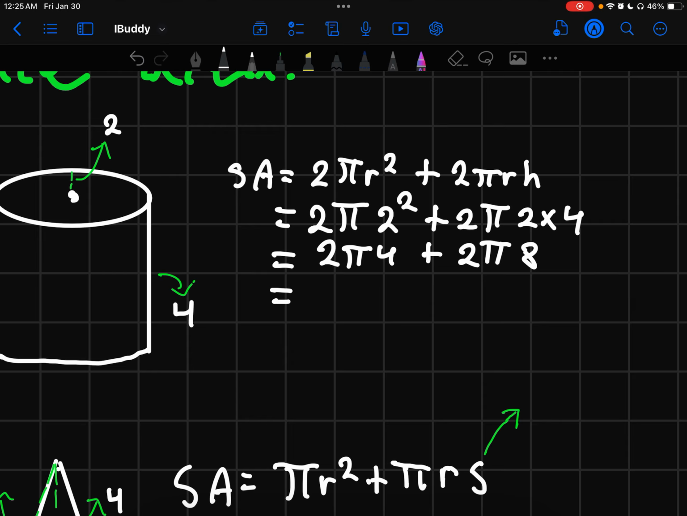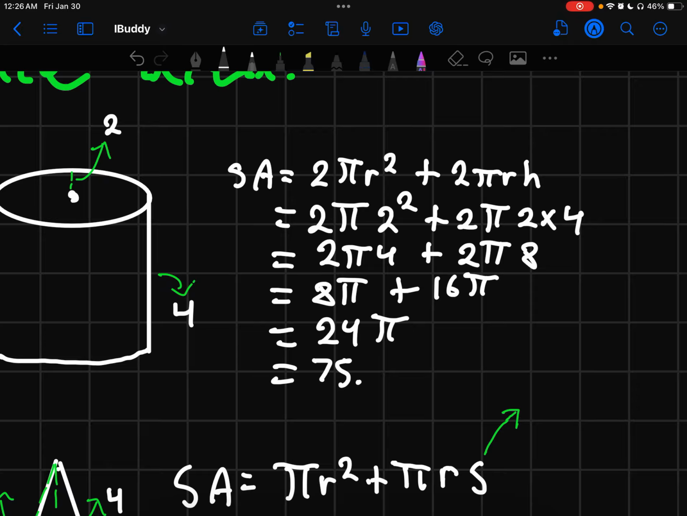Okay, then 8 pi by just multiplying 2 times 4, plus 16 pi by multiplying 2 and 8. Then you just add these together, which is 24 pi, and then you just multiply these together using a calculator, and you're left with 75.36 units squared.